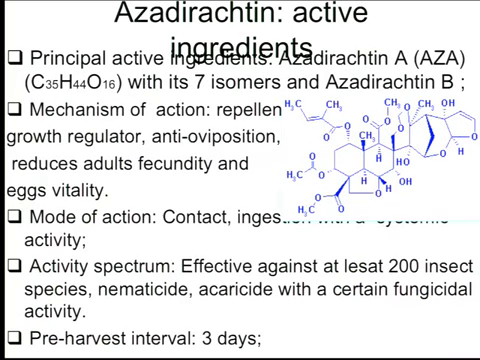And the active ingredient is azadirachtin, okay? It's a repellent, growth regulator, anti-oviposition, reduces adult fecundity and eggs vitality. And the mode of action is through contact and ingestion. But if it's through contact, then when you spray that stuff, you could be affecting beneficial insects too. Any contact, it doesn't matter whether it's botanical or not, if it affects by contact, it will affect beneficial insects too. Next.